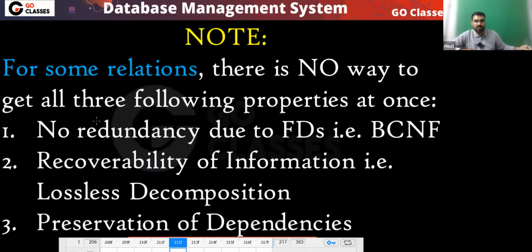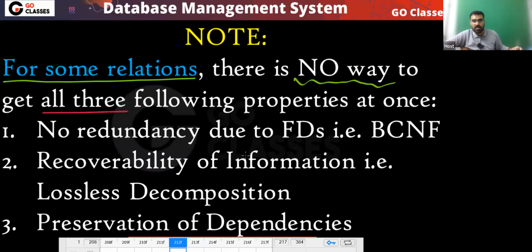So you can notice, for some relations there is no way to get all the three following at once. Are you getting my point? For some relations, there is no way to get all three properties together. Like you want dependency preservation, lossless, and BCNF. These three things you cannot get together.